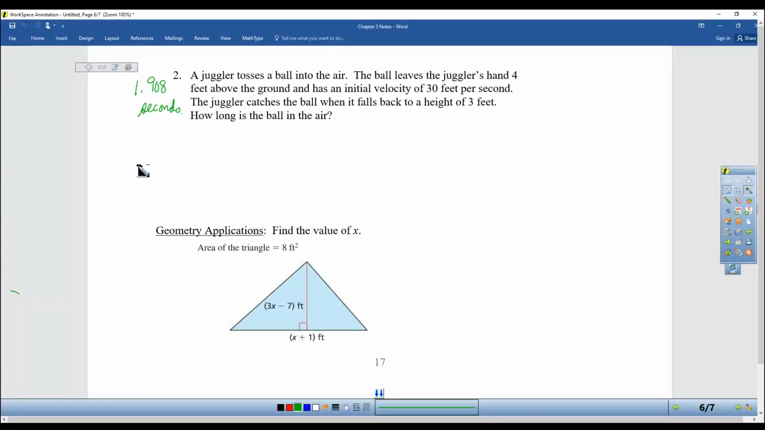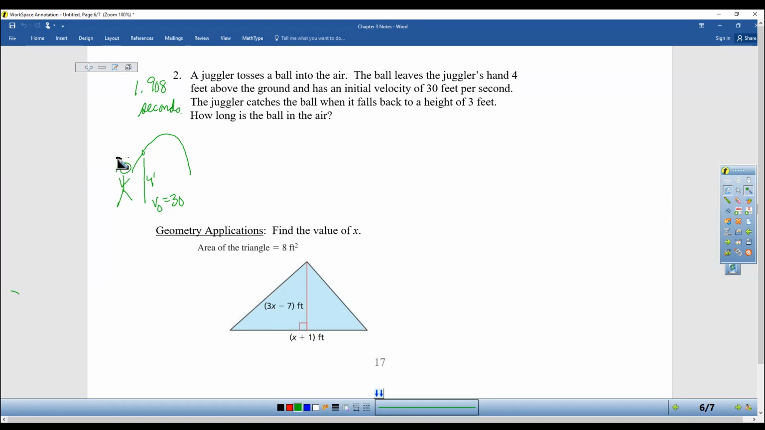So a juggler tosses a ball in the air. If you do it on your own, make sure you use nice pictures. Now he tosses the ball in the air. The ball leaves the juggler's hand 4 feet above the ground. So there's 4 feet. And it has an initial velocity of 30 feet per second. The juggler catches the ball.